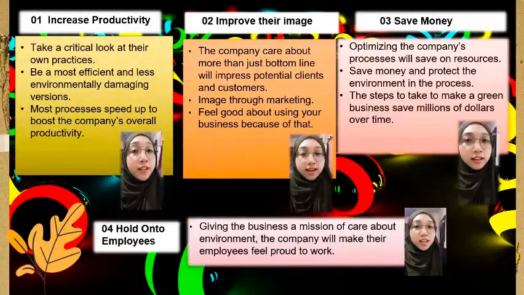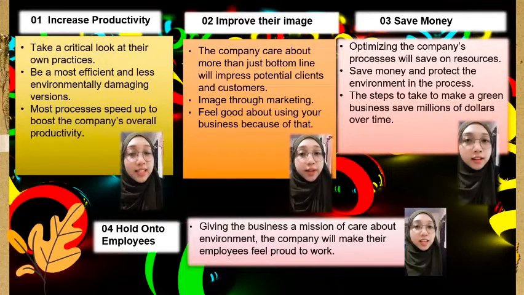Okay, the first benefit is increased productivity. This is because they take a critical look at their own practices. They also become a more efficient and less environmentally damaging version, and most processes speed up to boost the company's overall productivity.